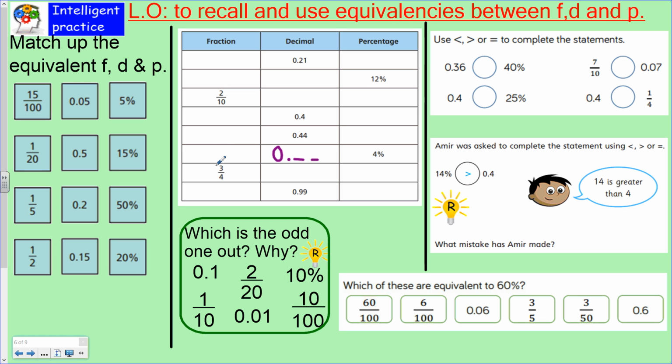Next one, which is the odd one out, and why. Okay, so what I would do is I would convert them and make them so that they are all the same. Make them so they are all either decimals, percentages or fractions, and you should be able to see which one's the odd one out.